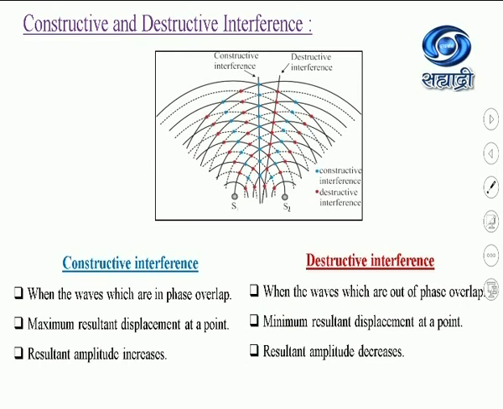In constructive interference, the resultant amplitude increases, and in destructive interference, the resultant amplitude decreases. As the amplitude increases, the intensity also increases in constructive interference, and therefore the energy becomes maximum when there is constructive interference, and energy becomes minimum in destructive interference.